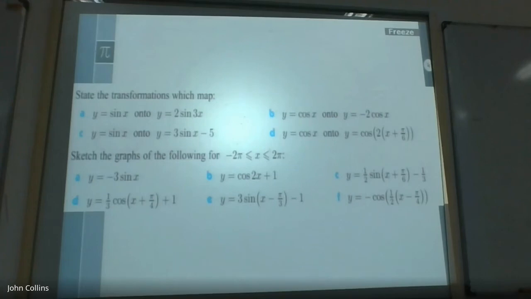You can call it a stretch of 1/3. You can say skinnier by 3, but it's a horizontal stretch of 1/3. So it's 3 from here would be the opposite, same as we did when it was y is equal to x squared.